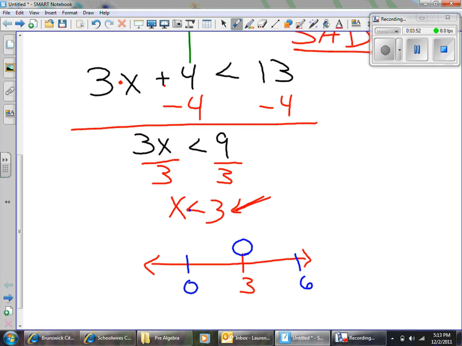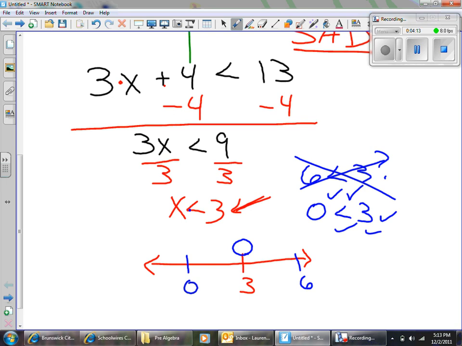And now I'm going to shade in the direction that gets me a true statement. For example, is 6 less than 3? I won't shade towards the 6. But is 0 less than 3? It is. I will shade towards the 0. Hold on, let me get my cool shader. This is such a cool shader. All right. And that needs an arrowhead on it because it goes forever. So that's how I solve it, and then I put it on a number line.